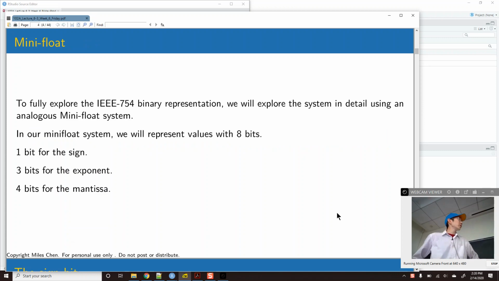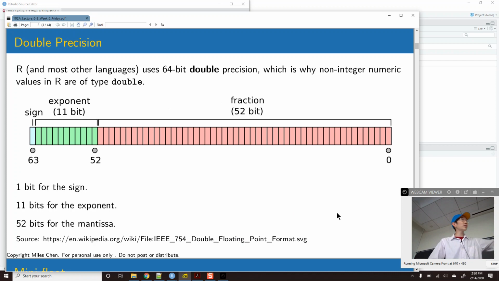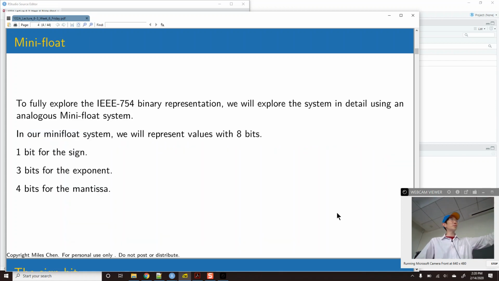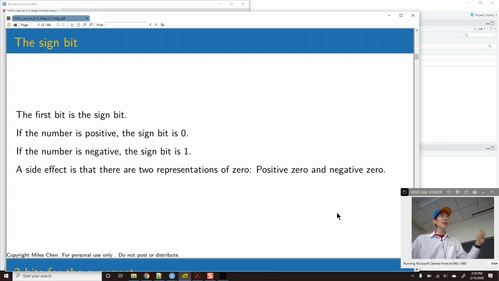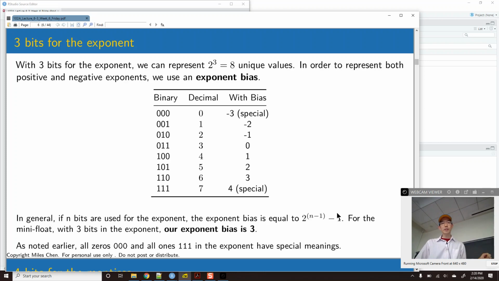And what we're going to do is use a mini float system where we have 1 bit for the sign, 3 bits for the exponent, and 4 bits for the mantissa. This is going to be kind of a parallel version of this, but with super low floating point precision, okay? But it's the same kind of system. The sign bit is 0 or 1, 0 if it's positive, 1 if it's negative, okay?